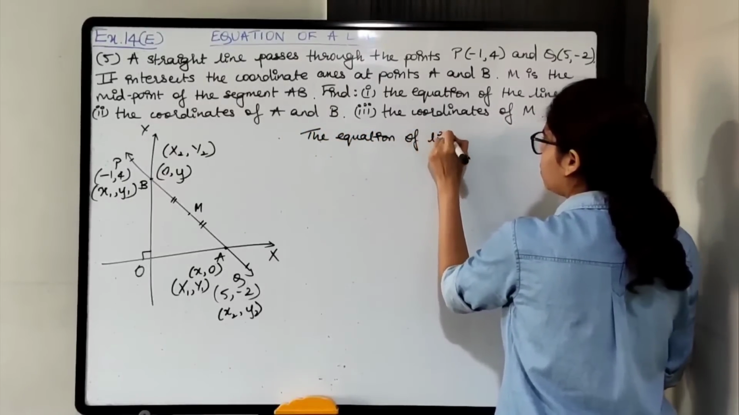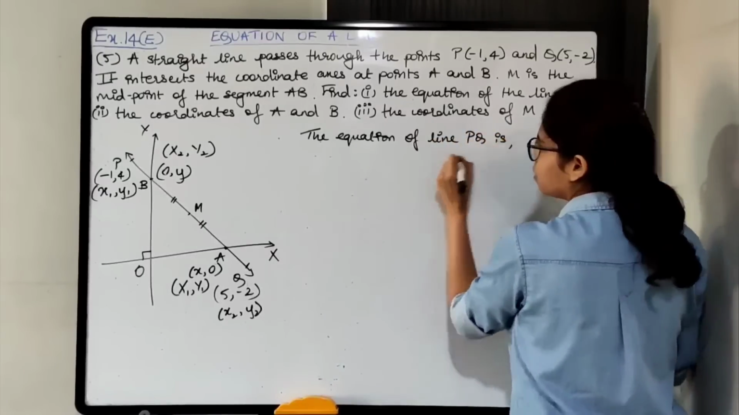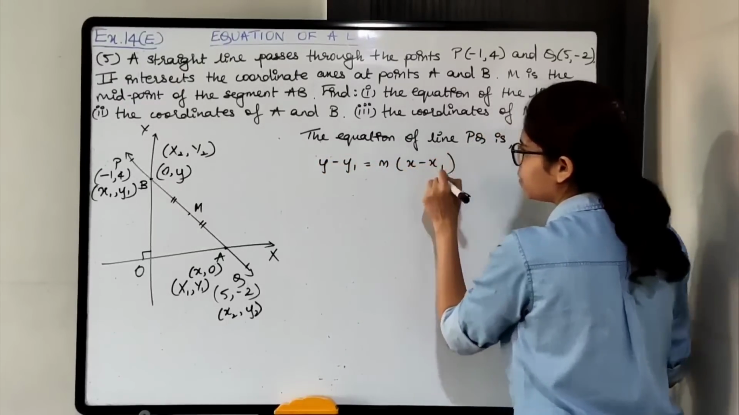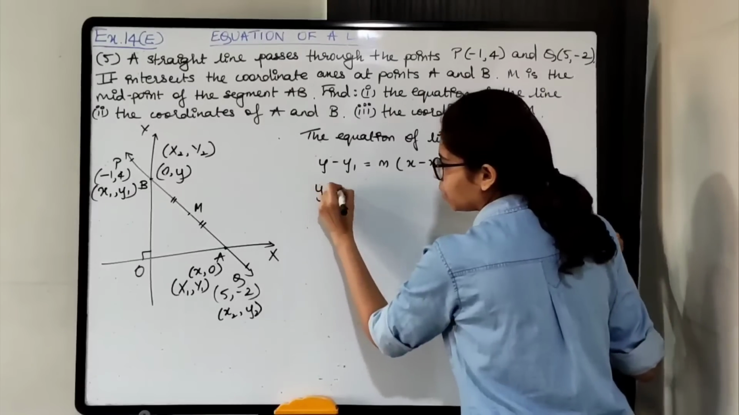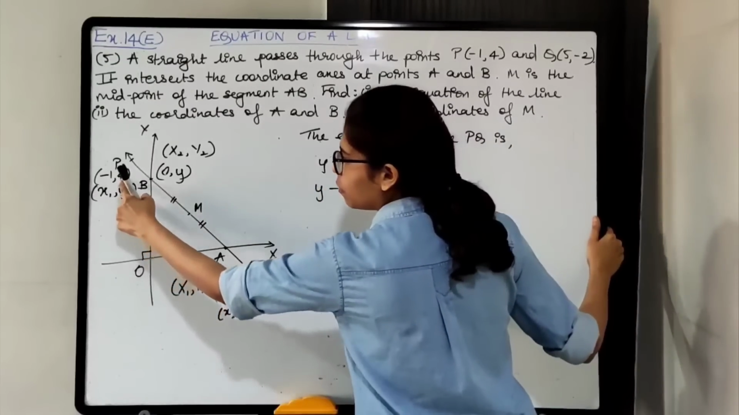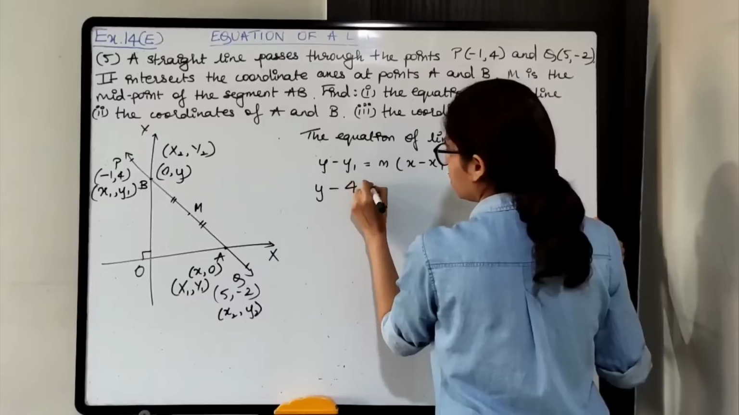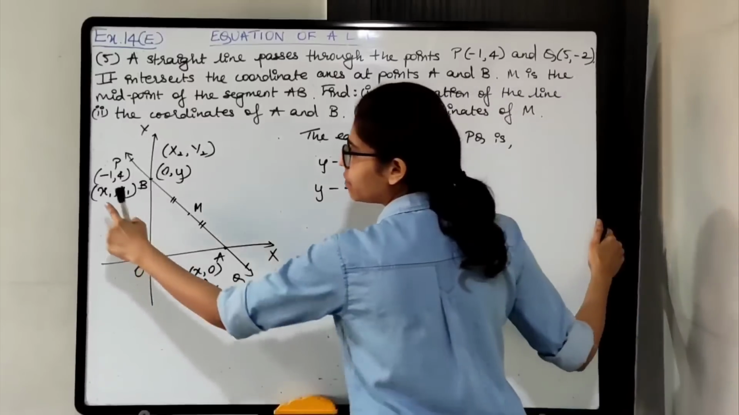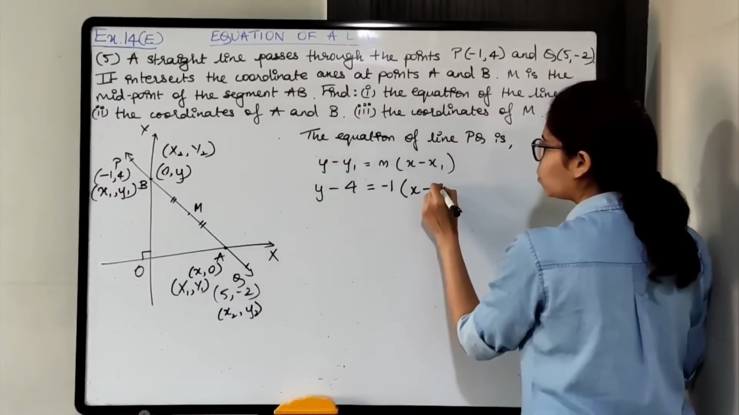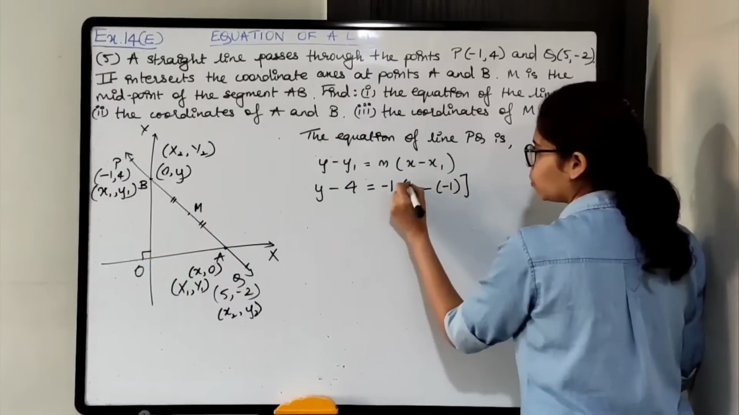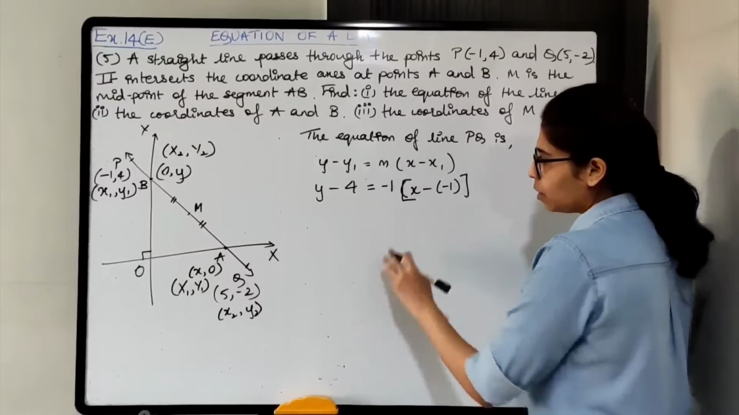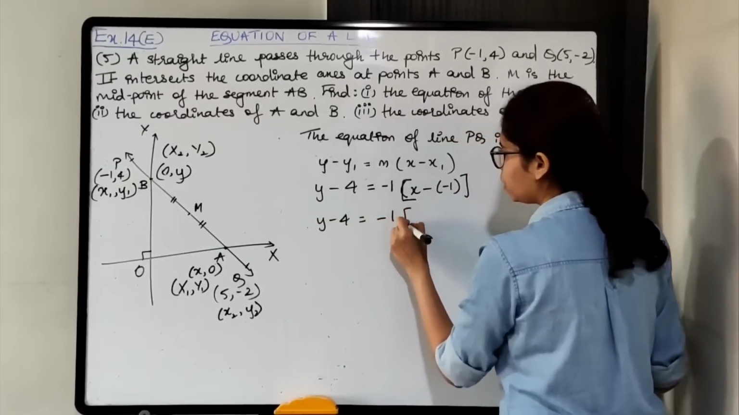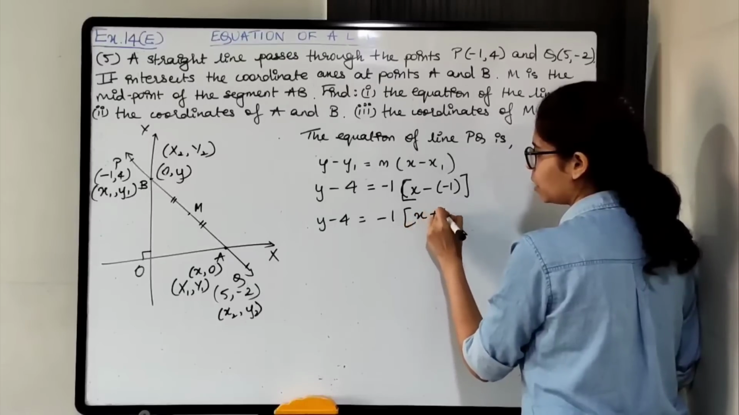The equation of line PQ is y minus y1 equals to m into x minus x1. y1 is 4 and m we just found minus 1 है. x minus x1 is minus 1. P का coordinates put कर रहे हैं. Okay, put box brackets outside. y minus 4 is equal to minus 1 into minus minus plus हो जाएगा x plus 1.